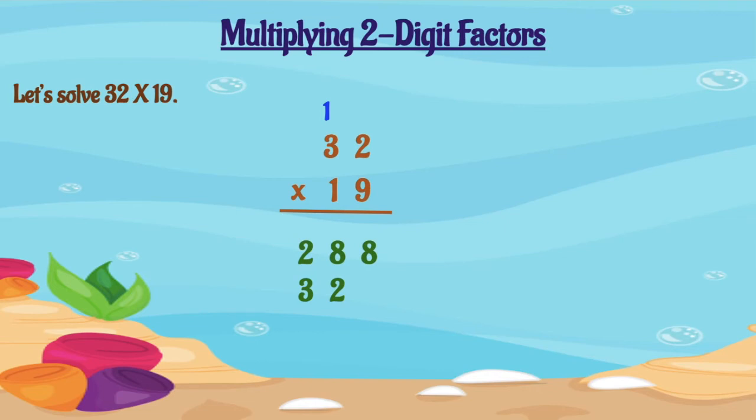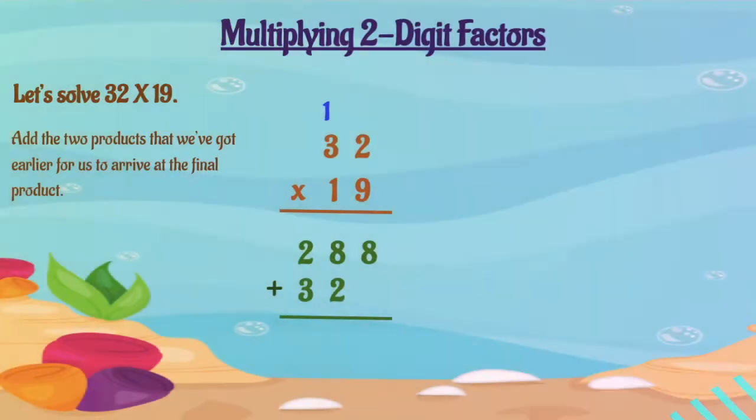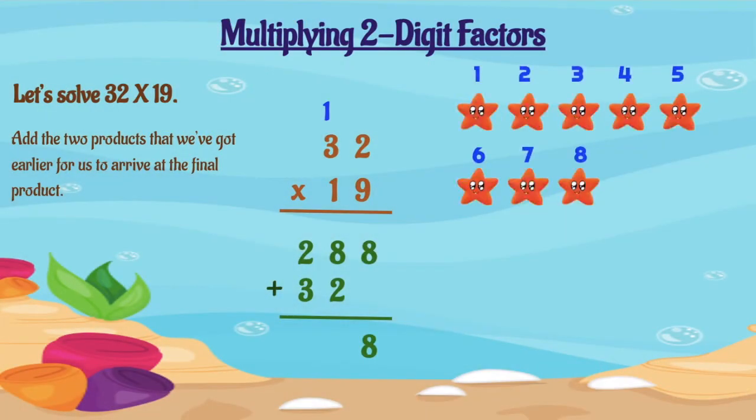All we have to do is to add the two products that we've got earlier for us to arrive at the final product. So let's add 288 and 32. Let's bring down 8. Then let's add 2 to 8. That would give us 9, 10. Let's put 0 under 2 and put 1 as a carry.